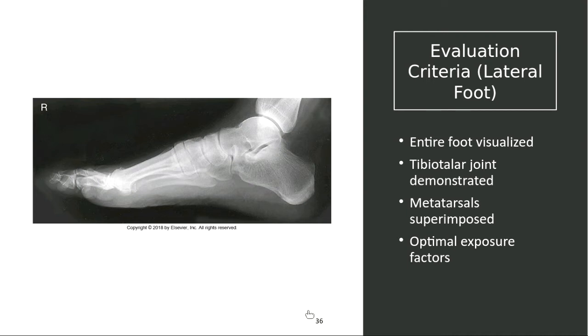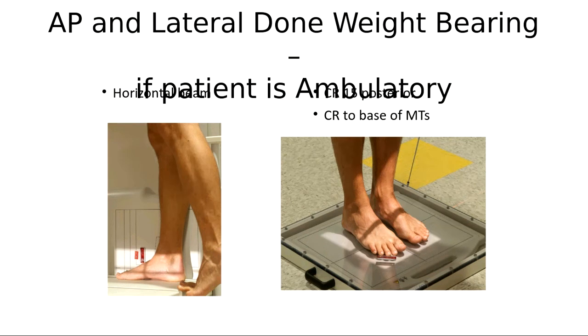Now, we said if the patient was ambulatory, whoops, that did not look good, does it? All this says, these images are actually on page 235. So the AP and lateral are done weight bearing if the patient is ambulatory. All right, and all this says underneath here is that it's a horizontal beam, and this is the lateral, but we'll talk about the AP first. The AP says central ray is angled 15 degrees posterior.